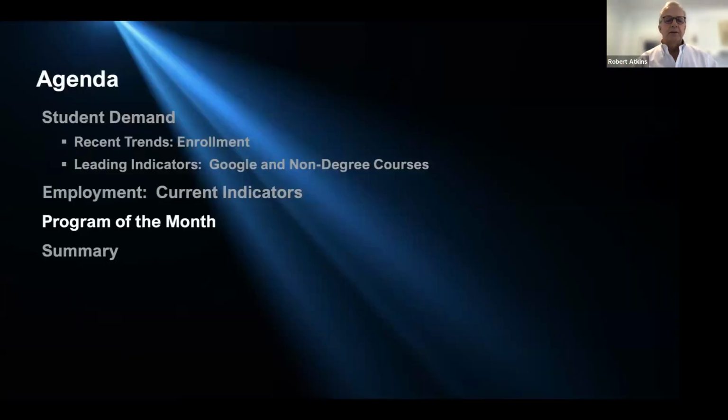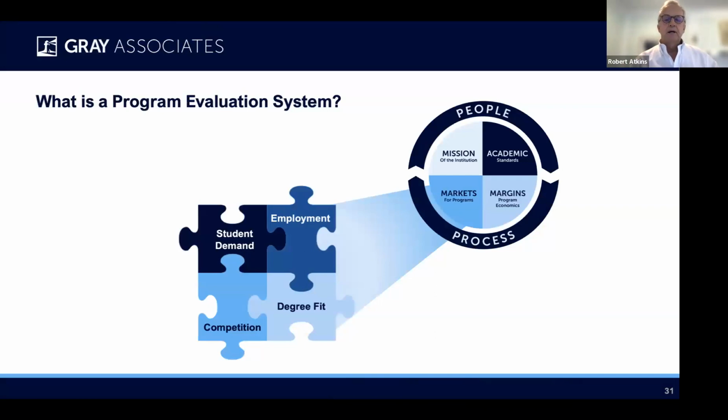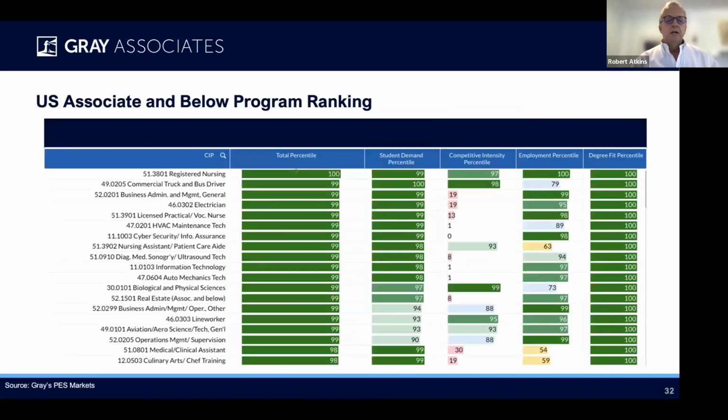Now let's look at one specific program. Here we're going to look at the market side of that program: student demand, employment, competition, and degree fit. That is, what degree level is appropriate for this particular program. Now, when we do this, we would suggest that you find some way to rank programs, all of them that you're considering and the ones you have. Why do you need to do that? It's very difficult to interpret numbers without something to compare them to. So the comparisons become extremely important.